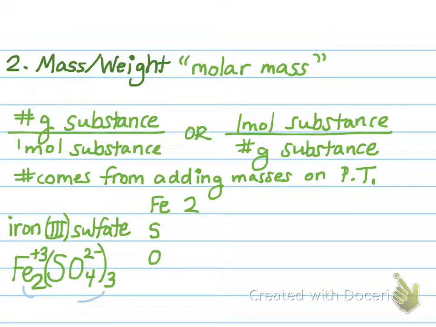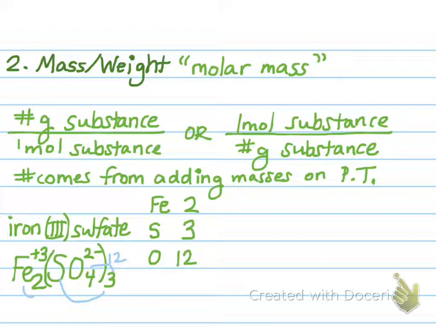I have 3 sulfurs, and I have 12 oxygens. So for sulfur, I have 3, and for oxygen, I have 12. Then I'm going to use my masses from my periodic table. I'm just going to go ahead and use 1 decimal place. Remember, when you're doing it, you're going to want to use however many significant figures you have in your problem.